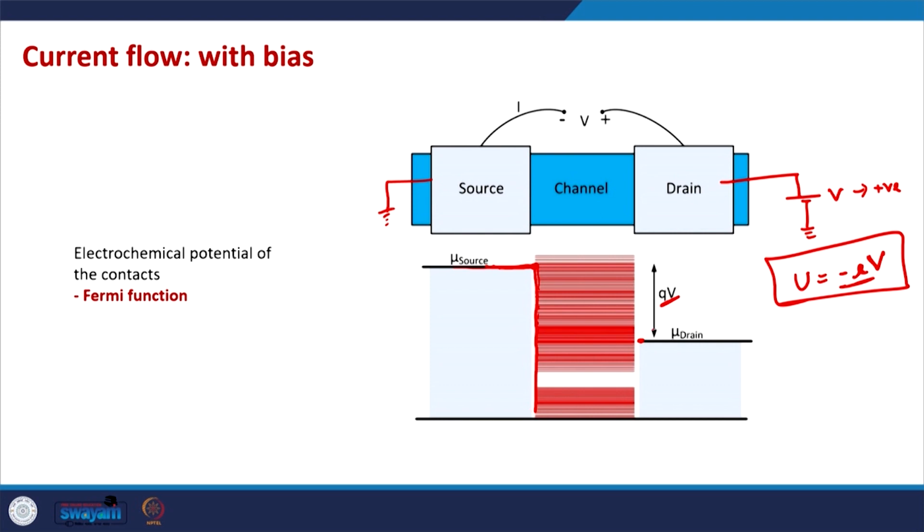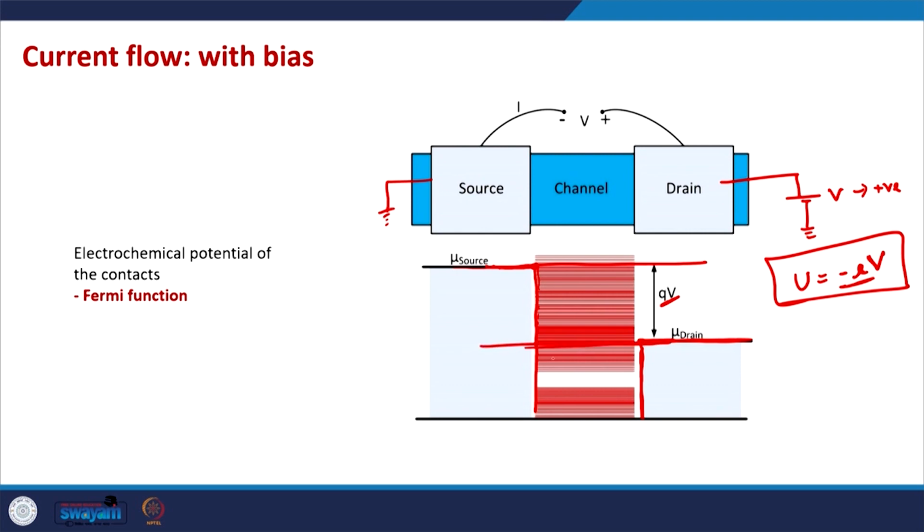Okay. And the drain terminal, where the Fermi level is now lower than the source Fermi level, tries to fill electronic states up to its mu drain, its Fermi level. So, there is now a competition between the source terminal and the drain terminal. The source is trying to fill all electronic states up to this energy, and the drain is trying to fill all electronic states up to this energy.